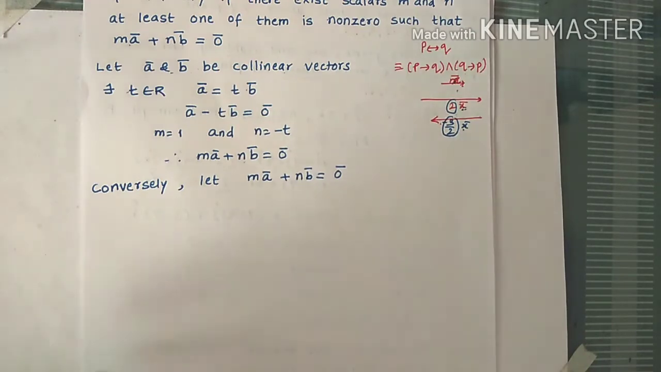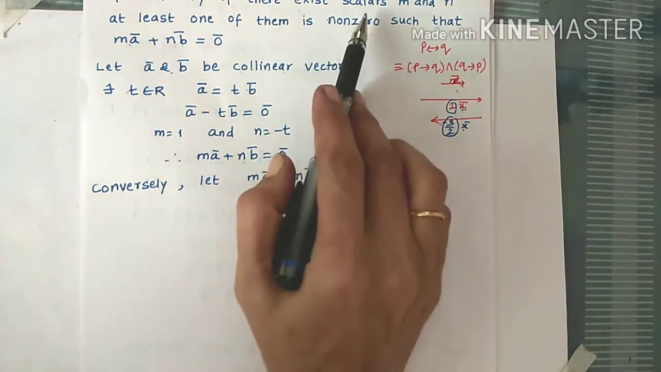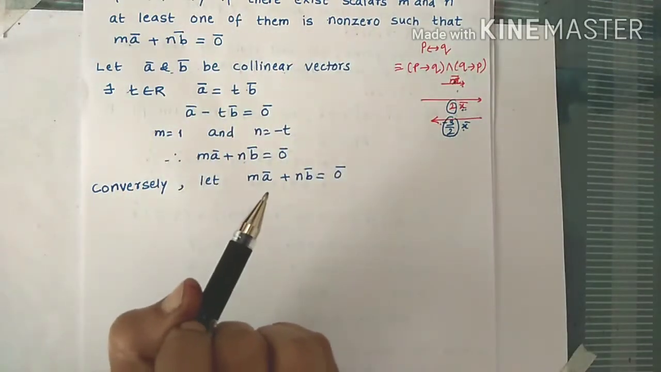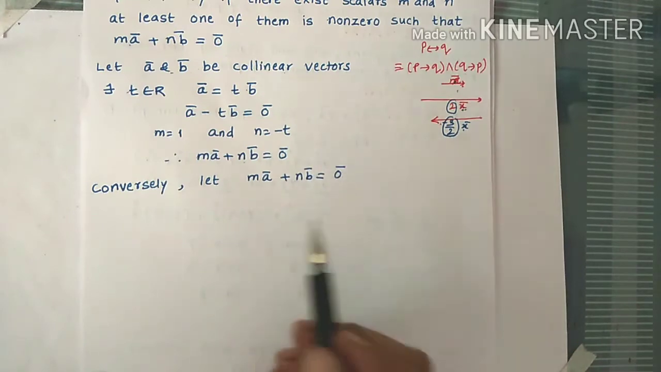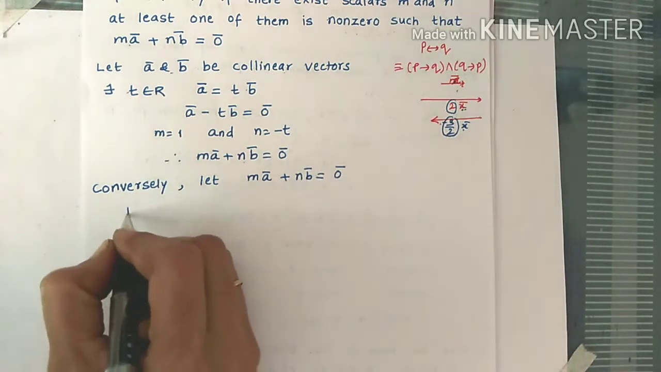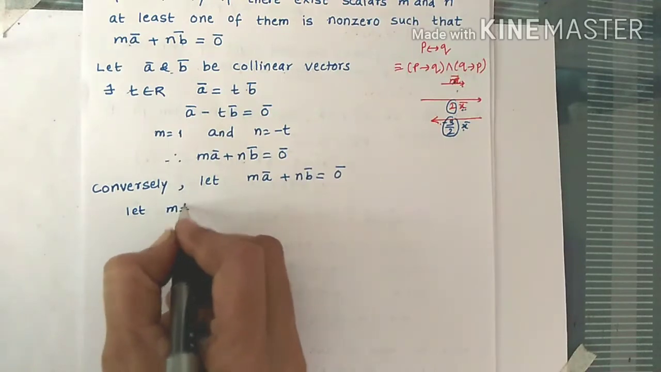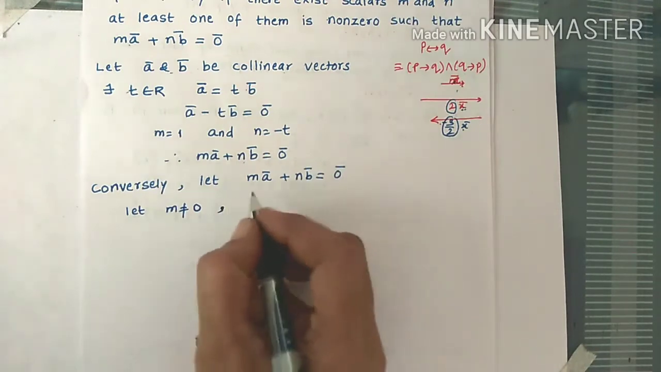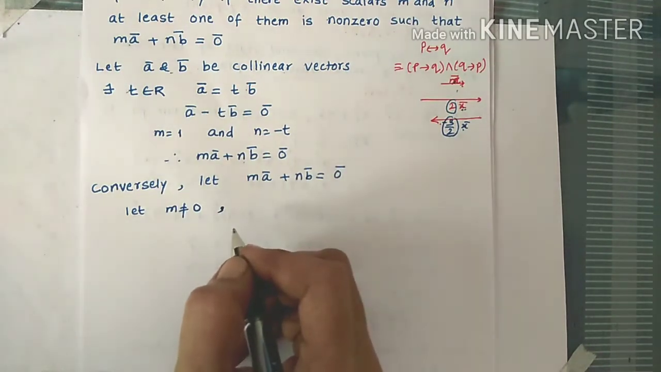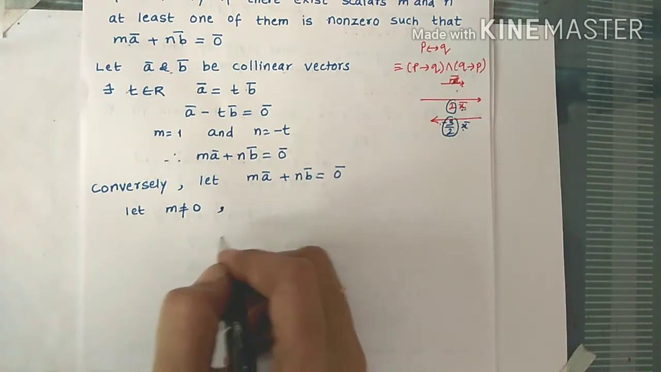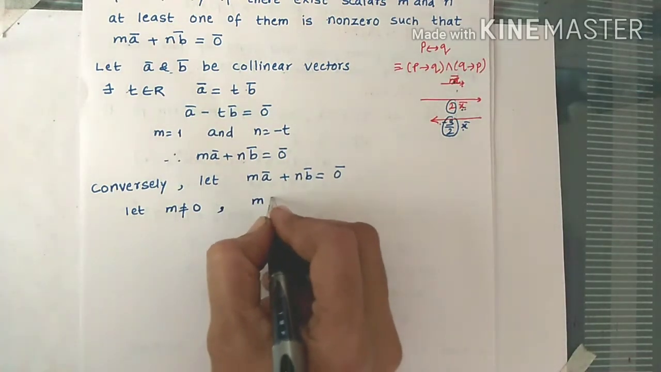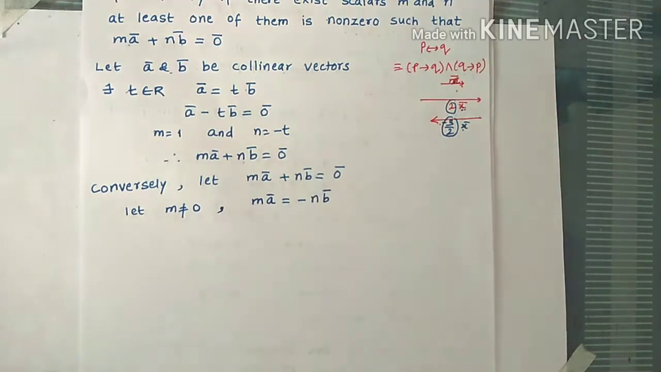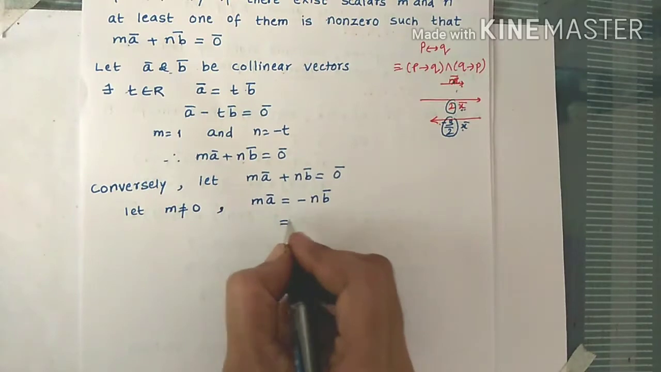So let's prove that. What is given is that there exist scalars m and n, at least one of them non-zero. So both are not 0, because if both are 0, we get 0. So let m not equal to 0. You can take n not equal to 0 as well, no problem. But anyhow, we have to take at least one of them as a non-zero scalar. So I am taking here m as non-zero scalar. So we have now m a bar equal to minus n b bar. Okay. So m is a non-zero scalar now.